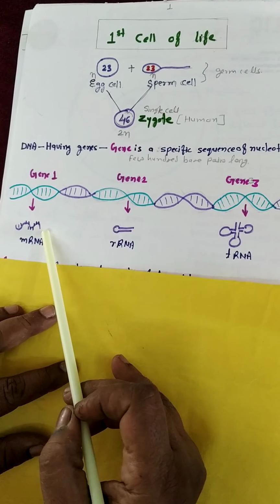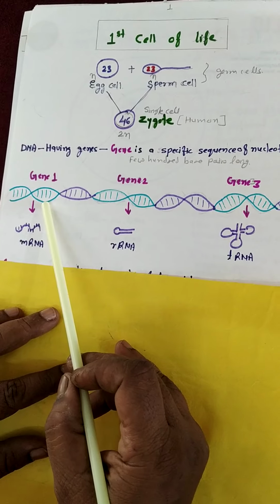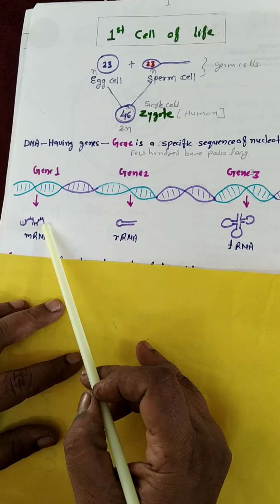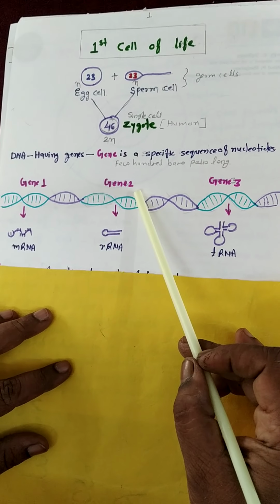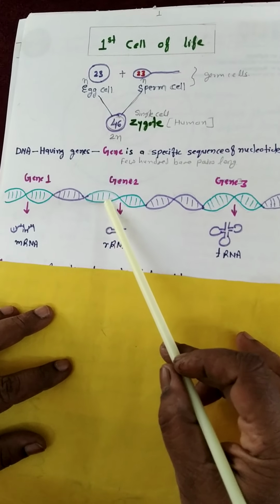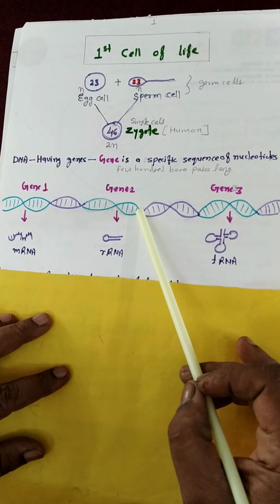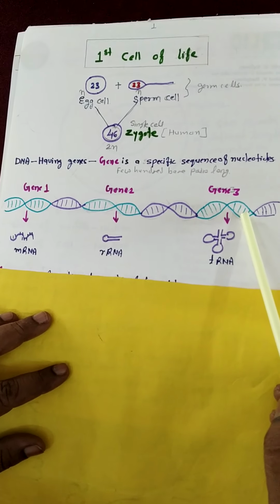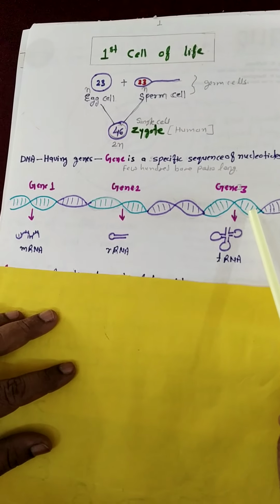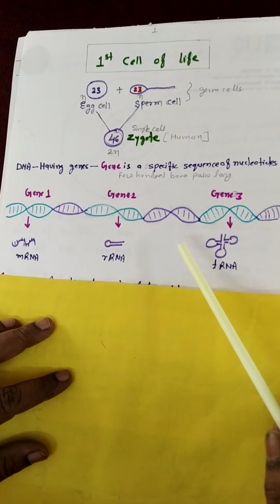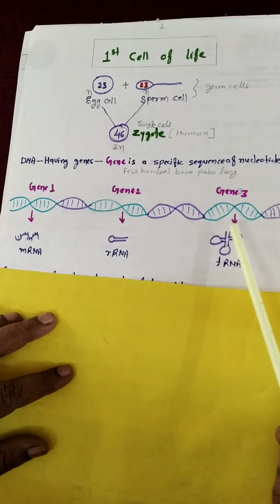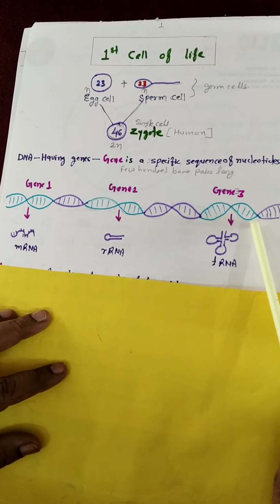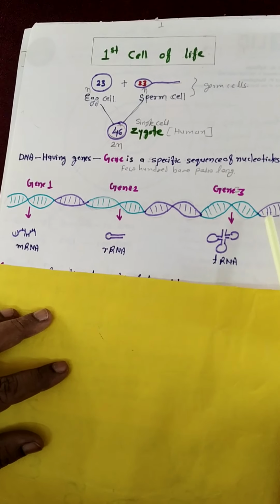So this gene will produce mRNA. It has some codes that have instructions on how to produce the mRNA. Gene 2, the second gene, will have another sequence, another code of nucleotides, and instructions for making ribosomal RNA. The next gene here also has different codes and it will produce tRNA. In this way, on the DNA molecule, thousands of genes are there and these genes have instructions on what to produce in the cell.